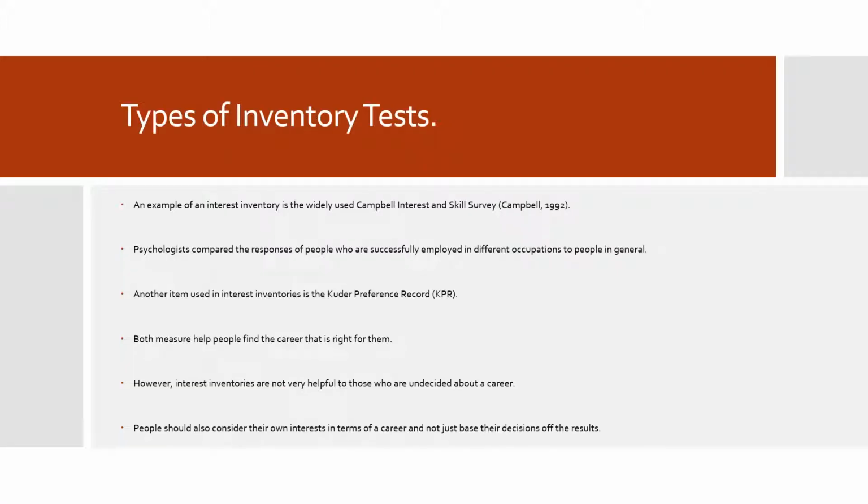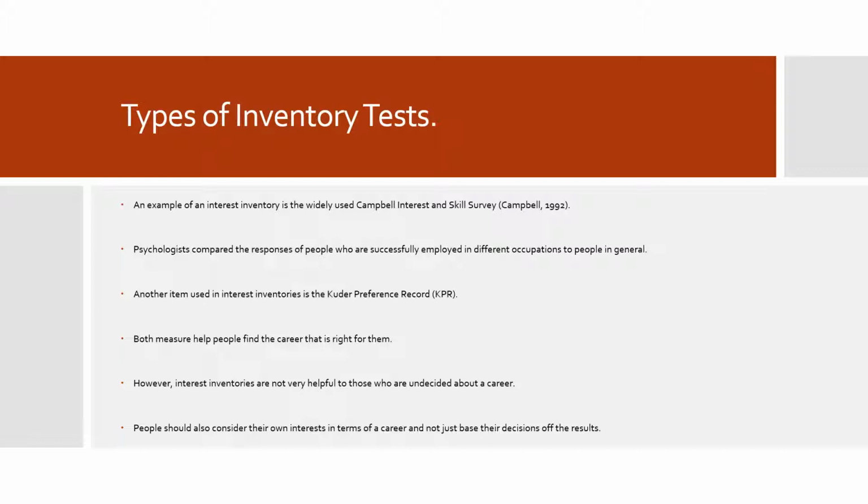Now, there are different types of inventory tests. An example of an interest inventory that is very widely used is the Campbell Interest and Skills Survey. What this does is psychologists compare the responses of people who are successfully employed in different occupations to people in general. Again, looking at the answers of firemen or teachers or lawyers or doctors, and then comparing your answers to their answers. Another item that is used in interest inventories is the Kuder Preference Record, or the KPR. Now, both these measures help people find a career that is right for them.